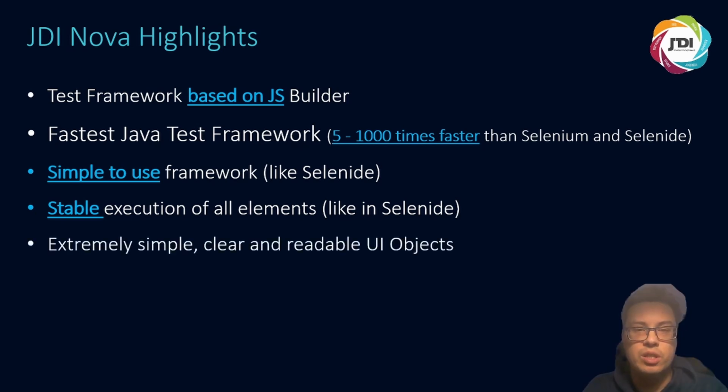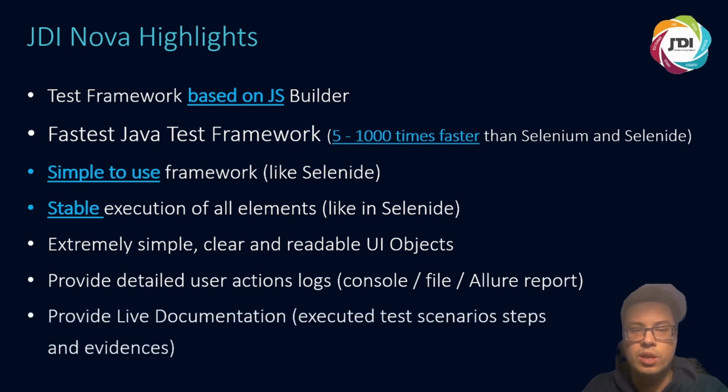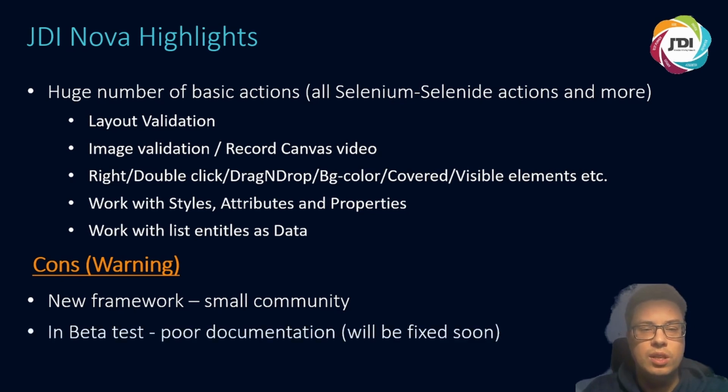With JDI Nova, you can develop reusable UI objects that are easier to develop and maintain. After each test execution, you will get detailed logs and reports in Allure, and you can use these reports as live documentation for further evaluations. But I need to warn you that JDI Nova is now in beta testing, so it does not have a big community and has poor documentation, but we are really open to new ideas, and your contribution will be really appreciated.